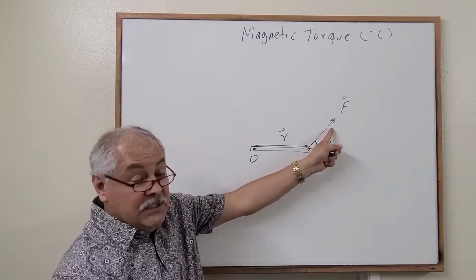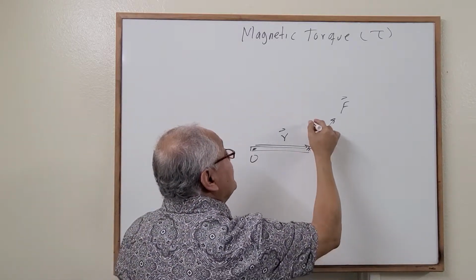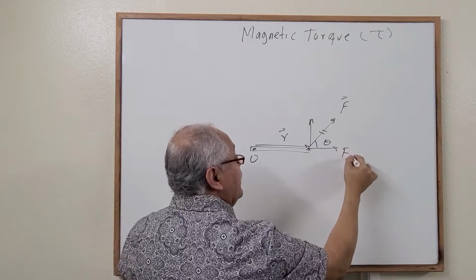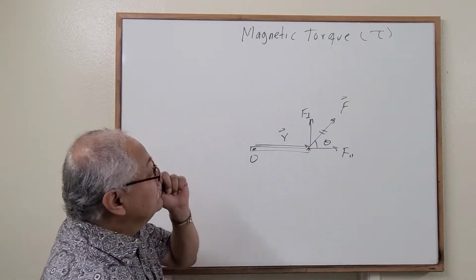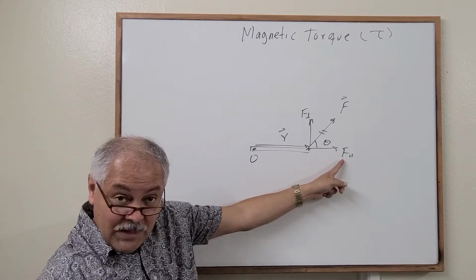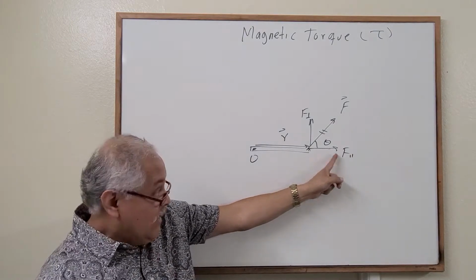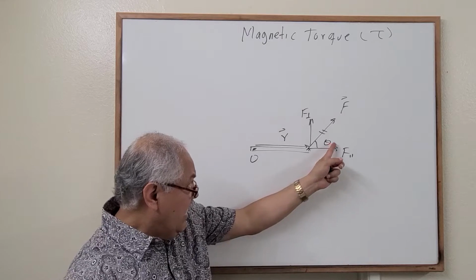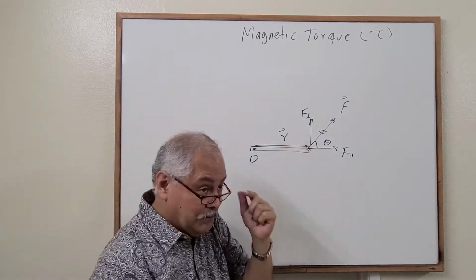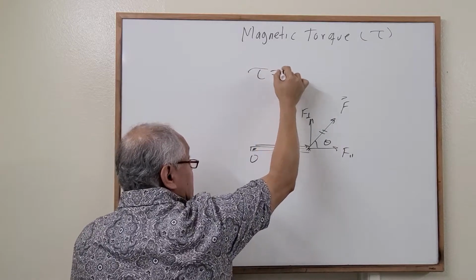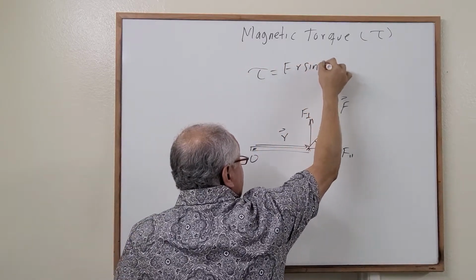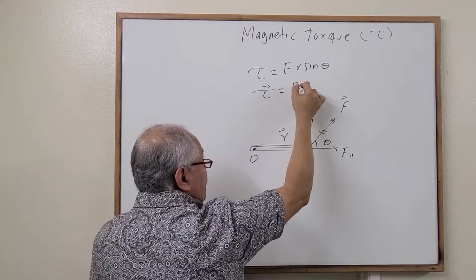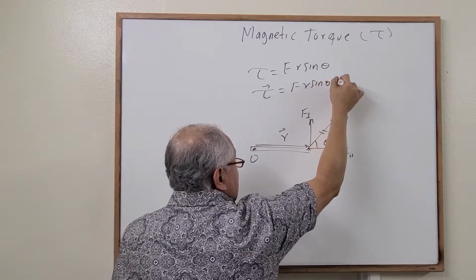Well, we can break this vector into components: one component perpendicular to r and one component parallel to r. This is parallel and this is perpendicular to r. We found that this component doesn't produce any rotation, any torque, but this one does. Now, how are these three quantities related? The angle, the force, and the lever arm? Well, torque is equal to force times r times sine theta. This is the magnitude. As a vector, it's going to be force times r times sine theta in that direction.